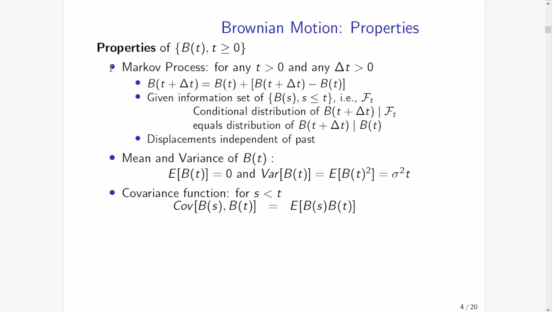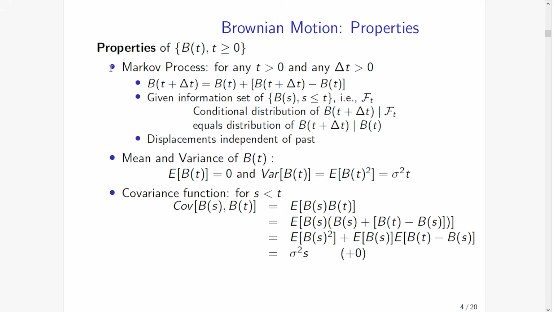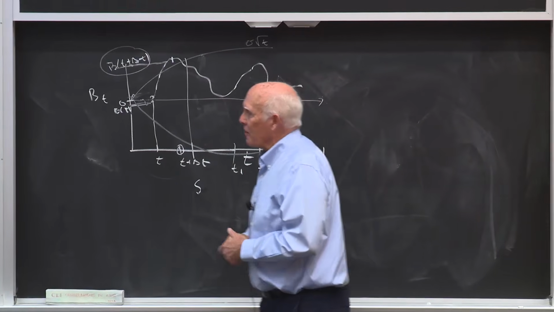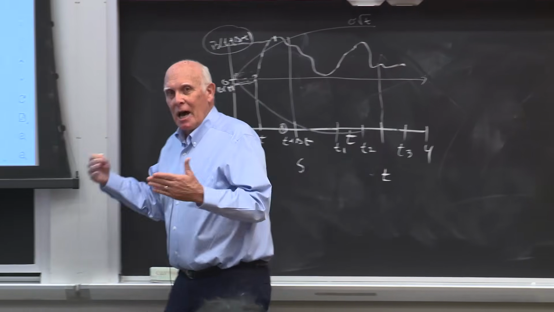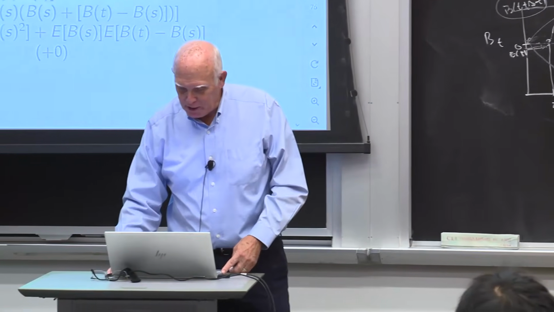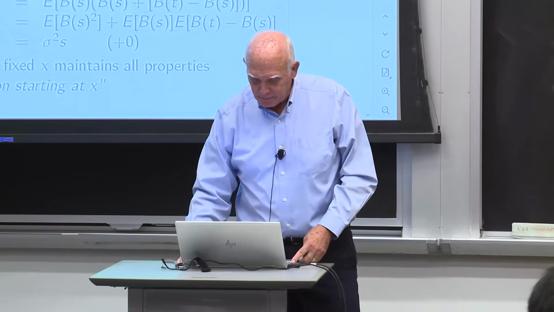And so when we look at the covariance of the process at times s and t, it's equal to the expected value of the product. But we can split B of t into B of s plus the increment, and we simply get sigma squared s for the covariance. So the degree to which the process is correlated with other values of the process depends on how much overlap there is in the time intervals corresponding to those two values.